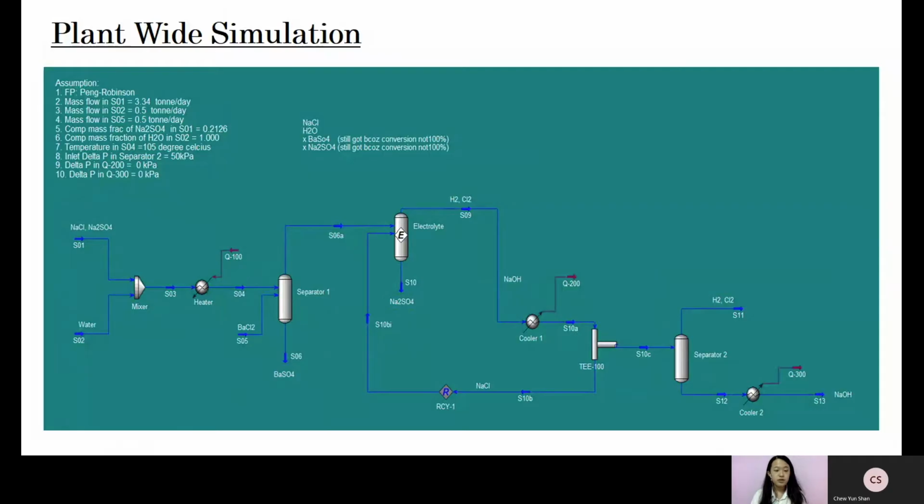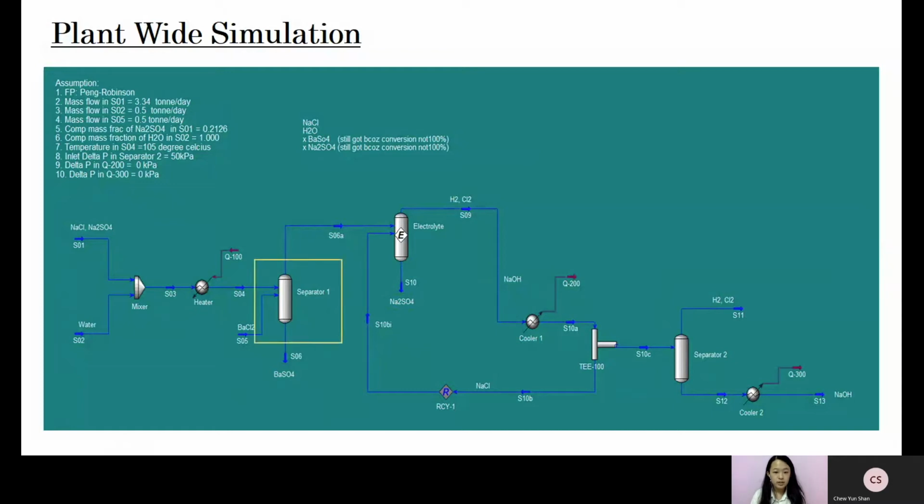Okay, there are a few assumptions made in this primary simulation. First, the fluid package we use is Fan Ambition. We assume the mass flow, composition, mass fraction, temperature, and delta P in the streams are applicable. There are two inlet streams introduced in this reaction. The first is with sodium chloride and sodium sulfate, and another one is with water. The sodium sulfate is added as impurities in these reactions, and the flows mix together in the mixer and flow to the heater. The heater is used to heat up the product to 105 degrees Celsius to make sure it is in liquid form. If not, it will return to crystal structure.